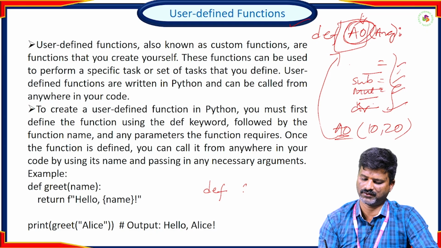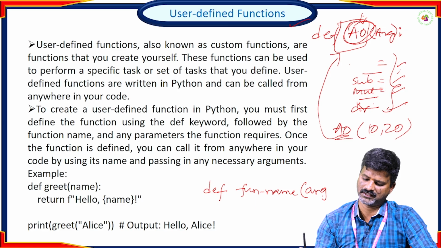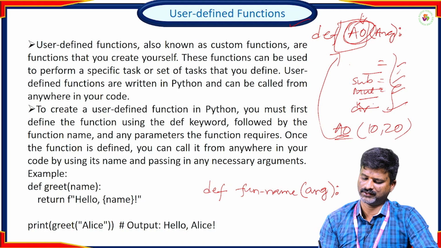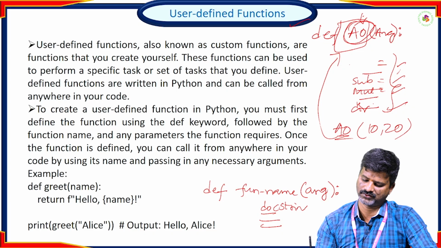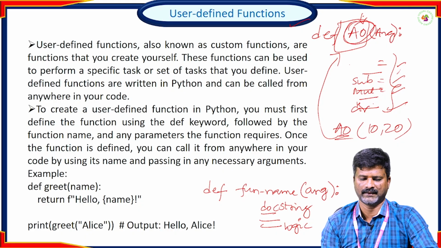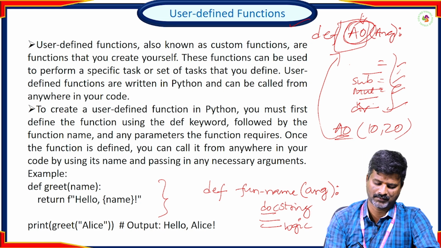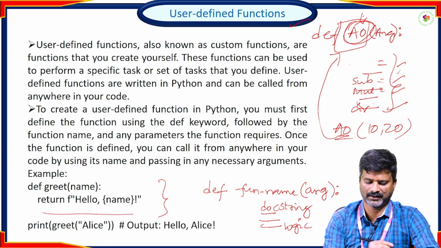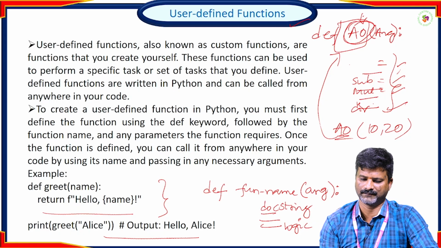Def is a keyword, then followed by the function name, and then followed by the arguments or parameters within parentheses, then followed by a colon, then if you want to define the docstring, you can define the docstring also. Then after that you can define the actual logic. So properly you need to define, that's it. If you observe this simple example, greet is my function name. I am passing one parameter and finally I am returning that value, hello, alias, something I am displaying. So this is a user defined function.